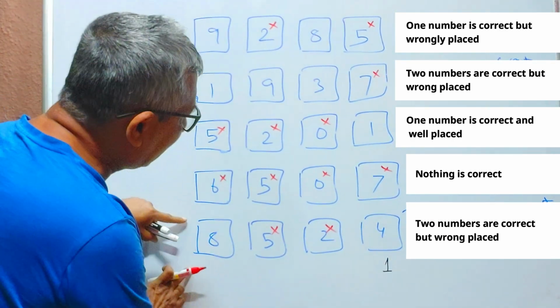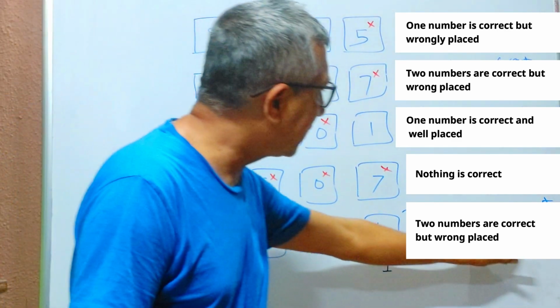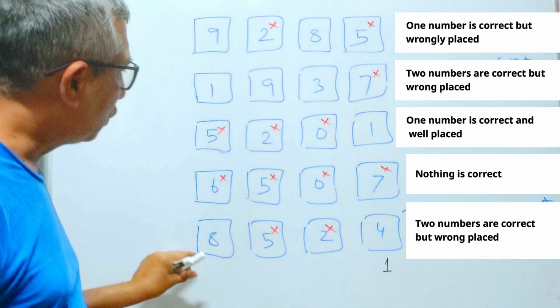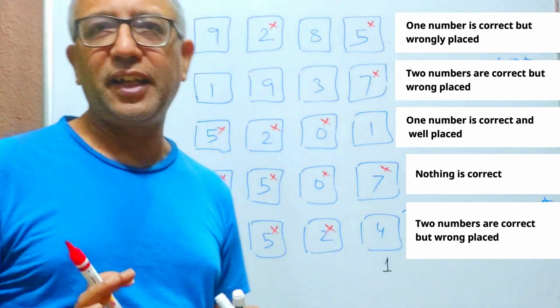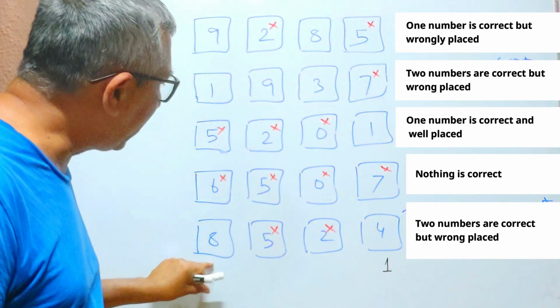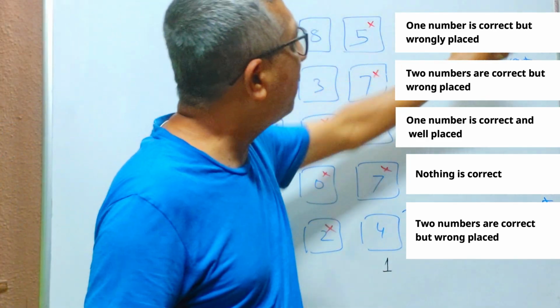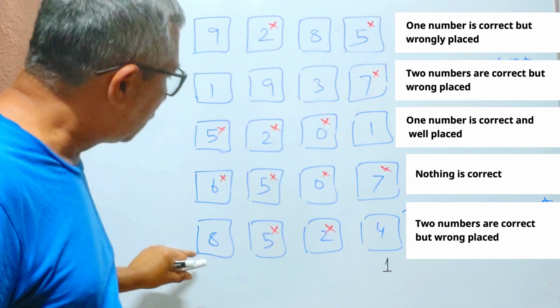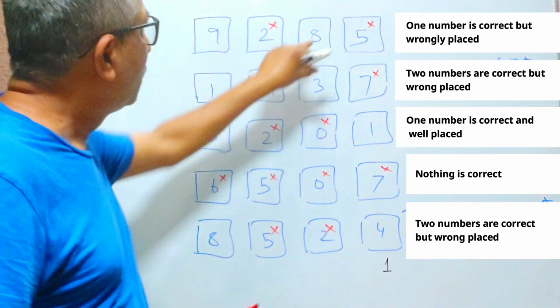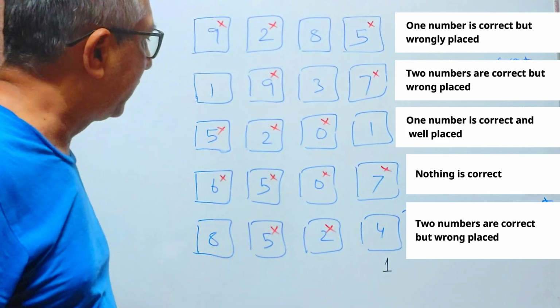Now let's take this and this one. It says two numbers are correct but wrongly placed. So for sure 8 and 4 are correct. They have to be in the answer. We will come to the placement. But if you compare this with this one, it says one number is correct but wrongly placed. So 8 has to be there. That means that 9 goes away, and 9 goes away from here.